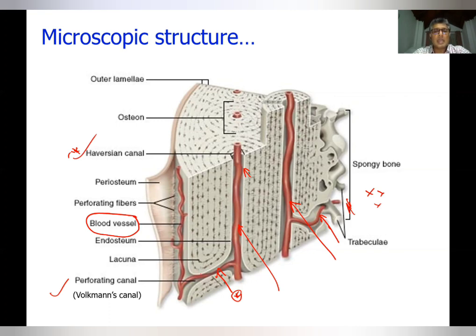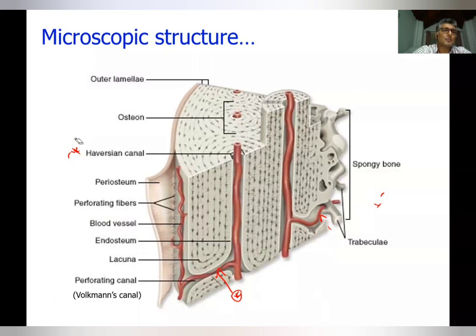So in other words, there are Haversian canals along the long axis of the bone. Then there are Volkmann's canals arranged horizontally, and the blood vessels of the periosteum are connected with the blood vessels inside the Haversian canals through the vessels passing through the Volkmann's canals. I think you can understand that fairly well by looking at this diagram.